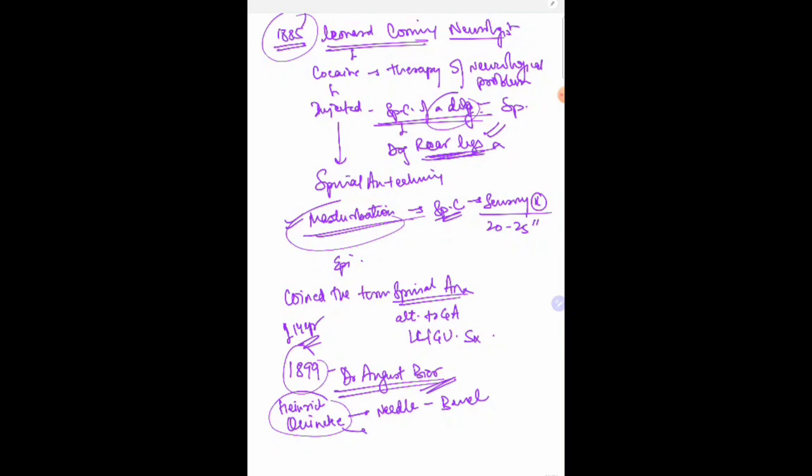And he described his technique where he proposed that the lumbar puncture should be confined to the third and fourth lumbar space, because they are below L1, where the spinal cord terminates, and that would be less traumatic. In 1899, Dr. August Bier used Quincke's technique.